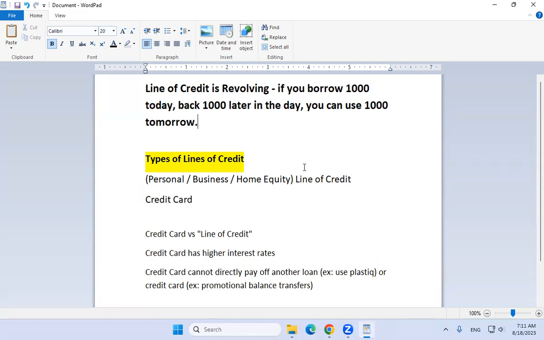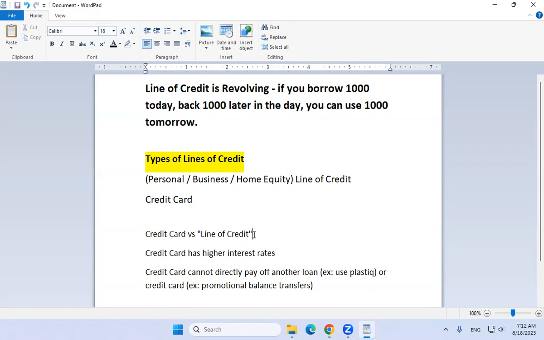So there are several types of lines of credit. You may have heard of a personal line of credit. That's just a line of credit tied to your name. Business line of credit, that's the line of credit tied to a business. Home equity, that's a line of credit tied to the value of your home minus any loans that are in there, like a mortgage. And then there's a credit card. So even though this type of product doesn't have the name line of credit in it, a credit card is also a line of credit because if you swipe 1,000 today, pay back the 1,000 later, you'll be able to use 1,000 tomorrow. However, there are some nuanced differences between this and this.